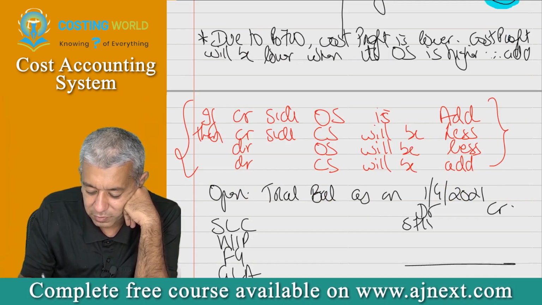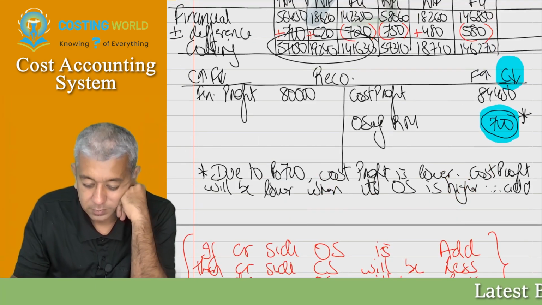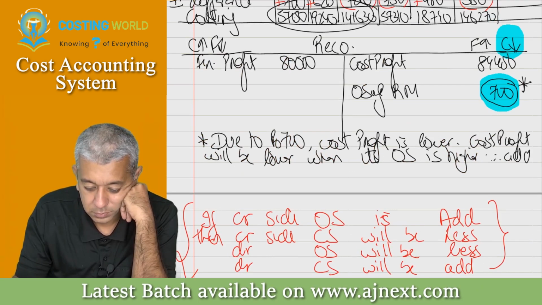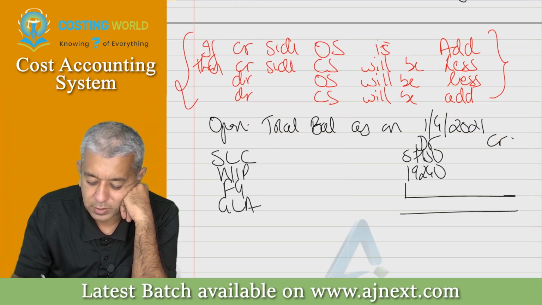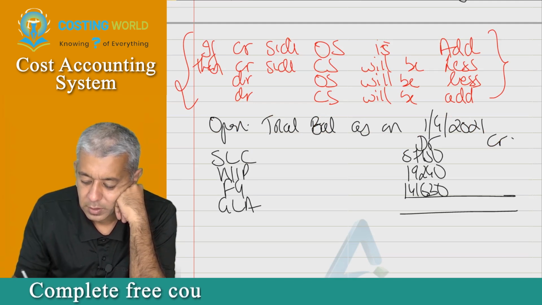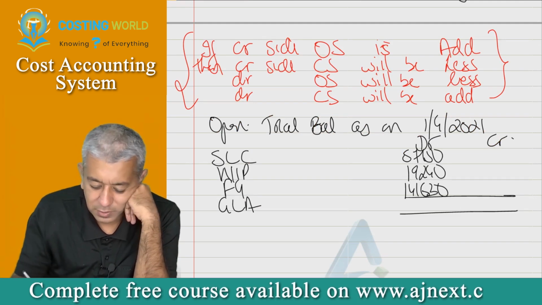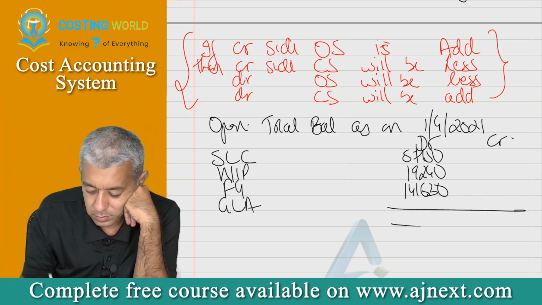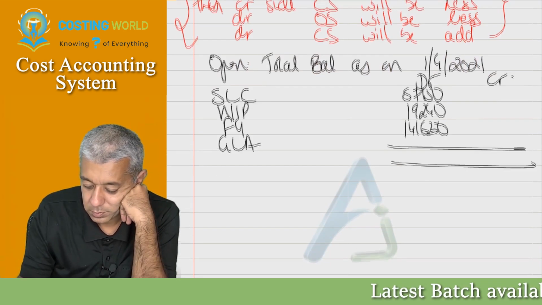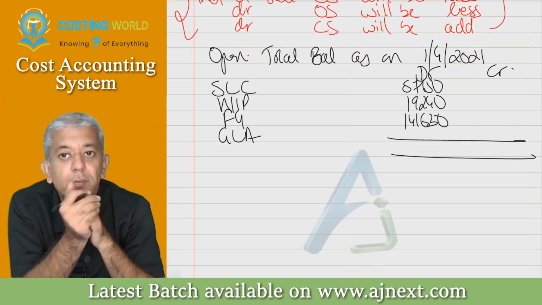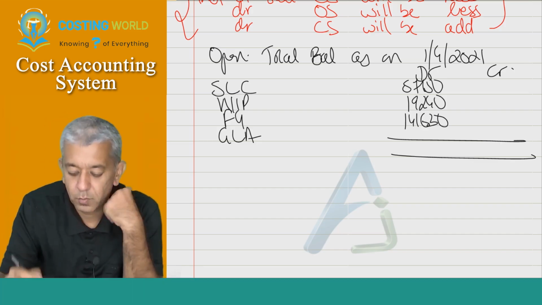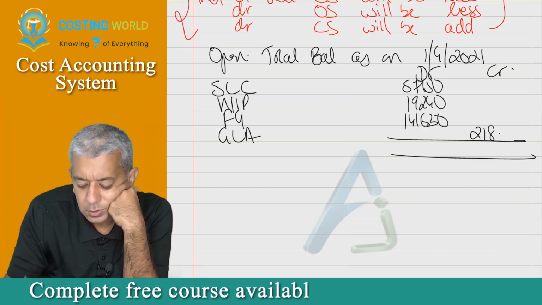57,150, 19,240, 141,630. Get me the balancing figure over here, please, for the GLA. 218,020.